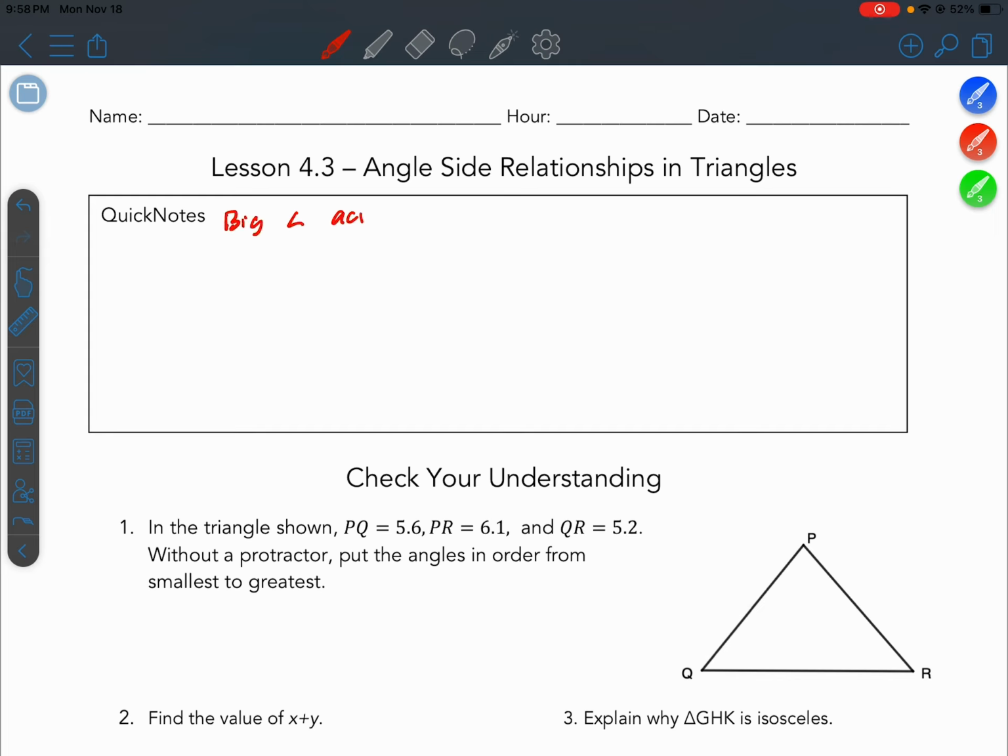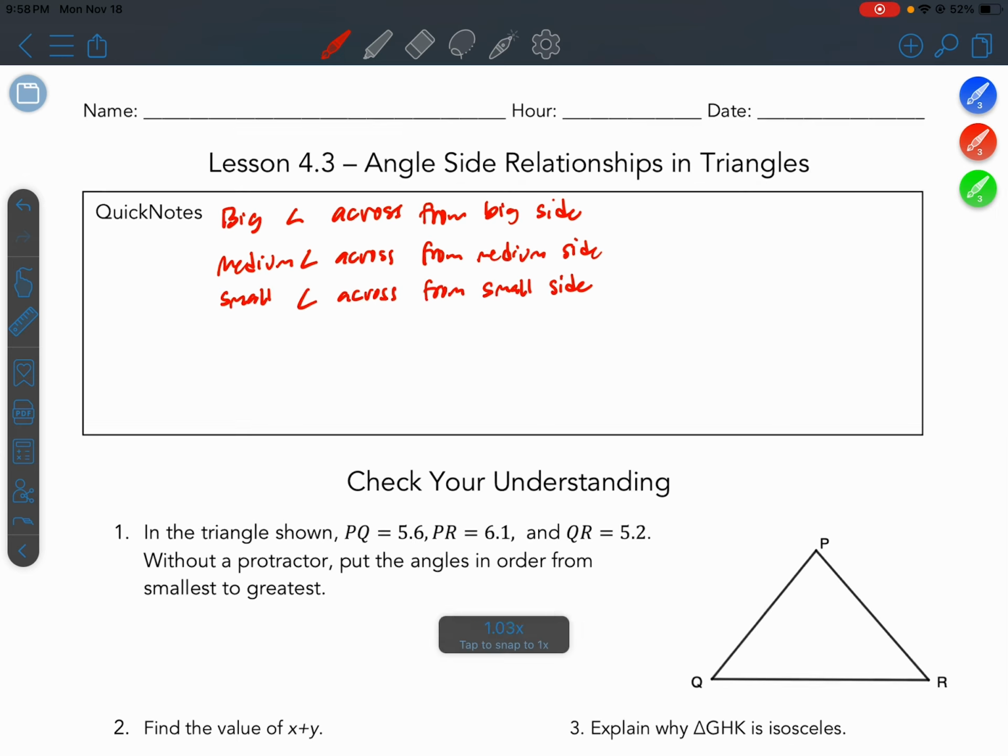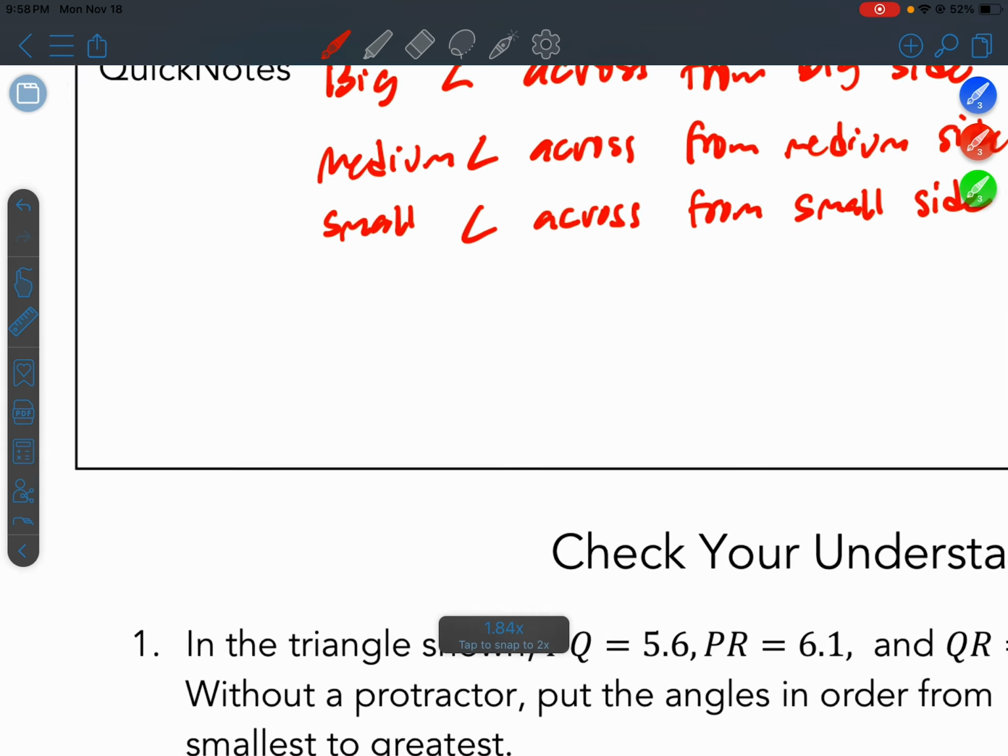Big angle across from big side, medium angle across from medium side, and small angle across from small side. All right. Probably a picture would have been a much better idea here.